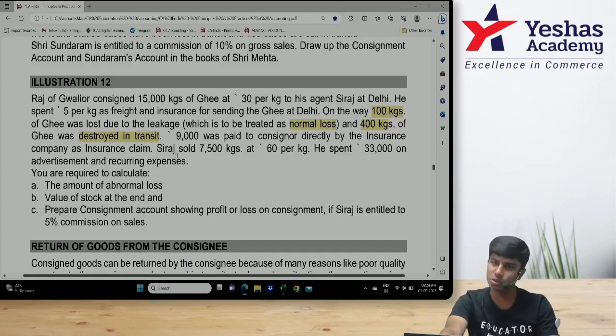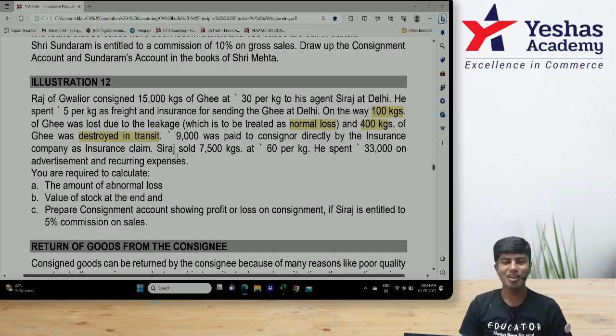If they would have asked us to just prepare the consignment account, we would obviously value abnormal loss, value the stock at the year end, and also identify profit. So they've asked everything separately. It's okay, we'll do it. Commission is at what rate? 5%. Shall we start?